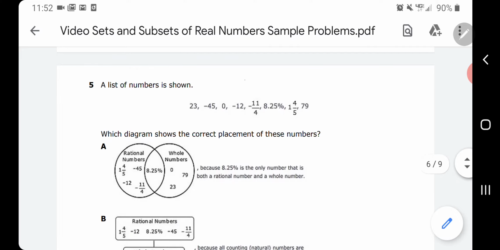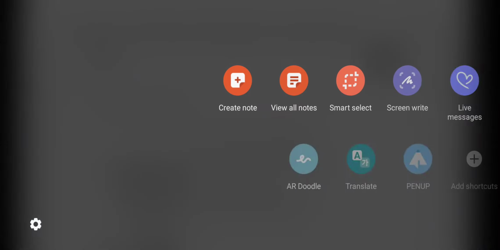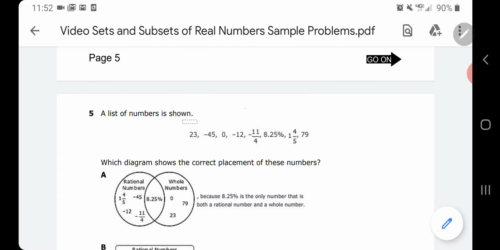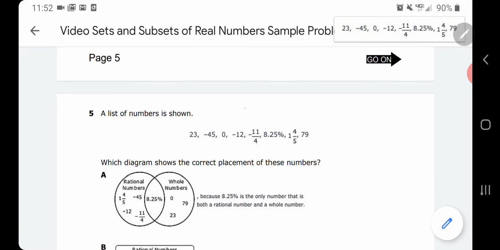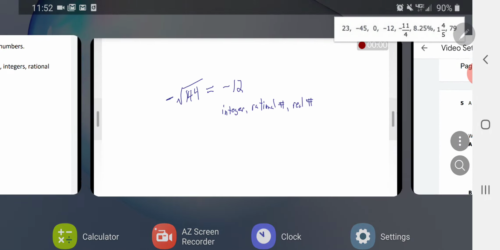Let me get it somewhere I can see it. One second, guys. Sorry about this. Just want to make sure I can grab these numbers. Okay. Taking them over here.